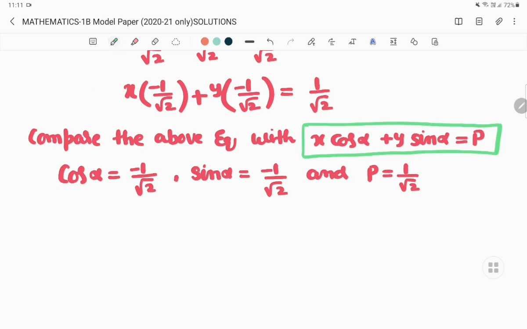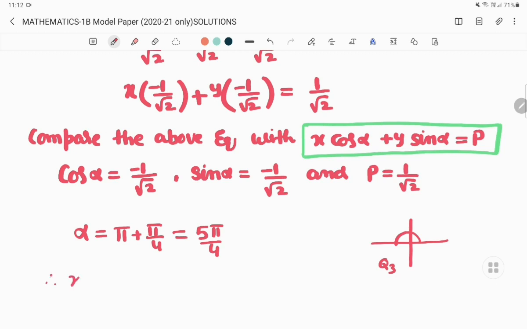Cos alpha and sin alpha are both minus 1 by root 2. Cos alpha and sin alpha are both negative in the third quadrant. So alpha lies in the third quadrant, so we can write it as pi plus the angle for which cos alpha and sin alpha are 1 by root 2, irrespective of the minus sign, which is 45 degrees. So pi plus pi by 4, which is 5 pi by 4. So we got the alpha value, and the p value is 1 by root 2.